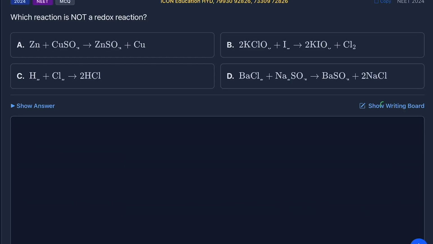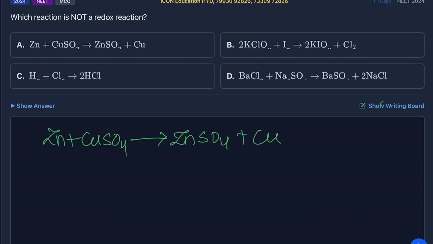So we can check which reaction is not a redox reaction. What is our first reaction? Zinc plus CuSO4 gives rise to ZnSO4 plus Cu. So here, what is the oxidation state of zinc in the elemental state? Whenever it is present in the elemental state, the oxidation state will be 0. And here also copper is present in the elemental state, so the oxidation state is 0. And in the copper sulfate, what is the oxidation state? It is plus 2. And in the zinc sulfate, the oxidation state is plus 2.